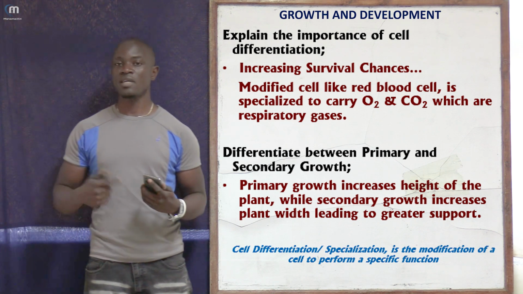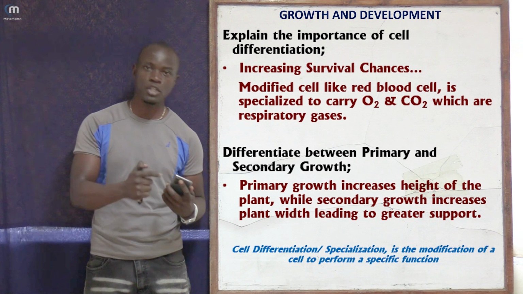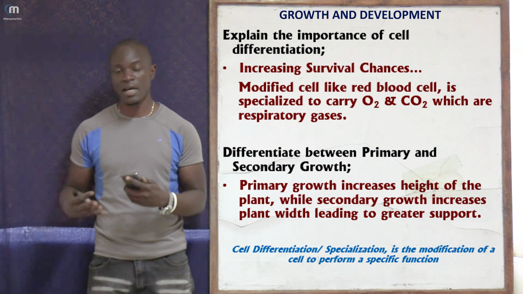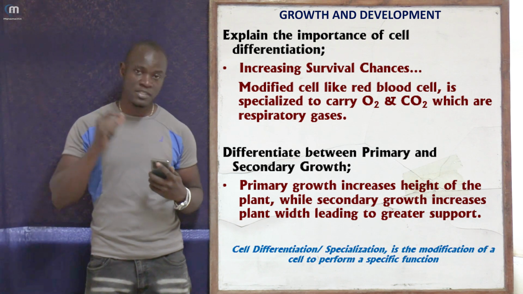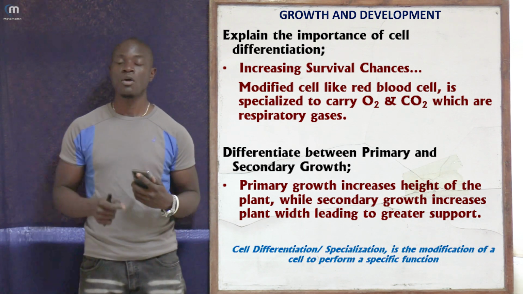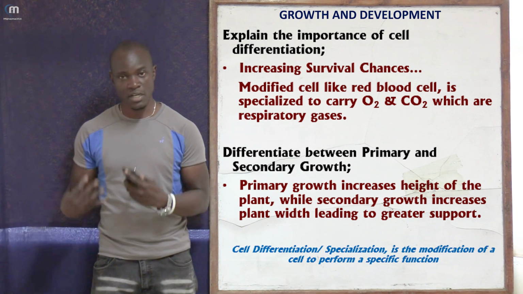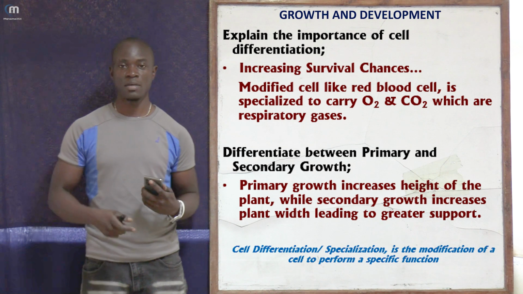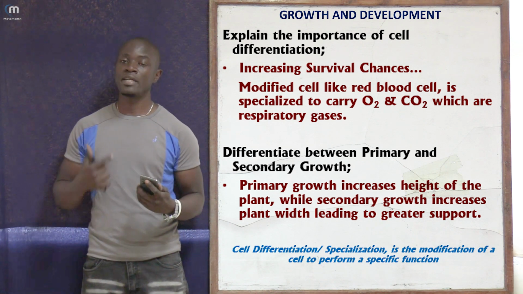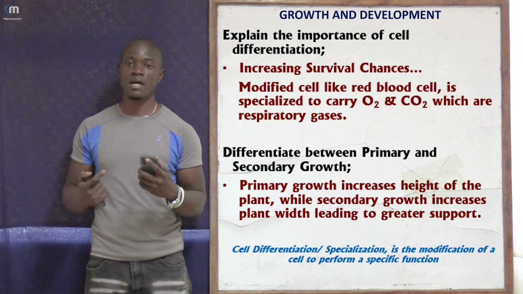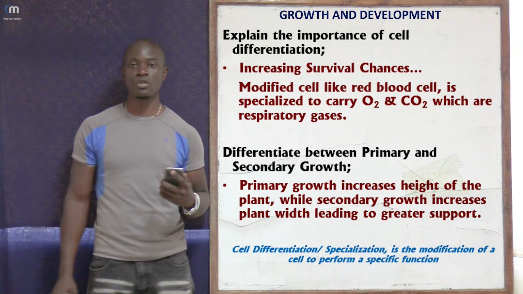So remember we say that cell differentiation is the same as cell modification, is the same as cell specialization, whereby these modified cells are able to carry out specific functions in the environment, and these specific functions will increase the chance of survival for that organism. Because a sperm cell will increase the chance of survival for the parent organism, because at least now the generation of this parent is going to be increased.